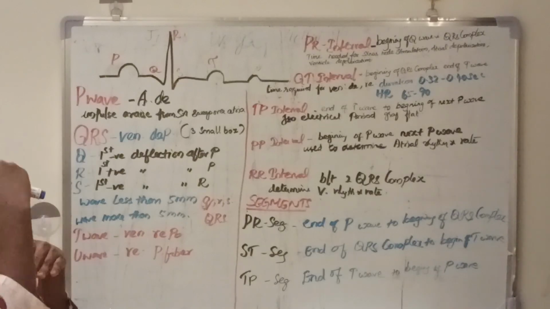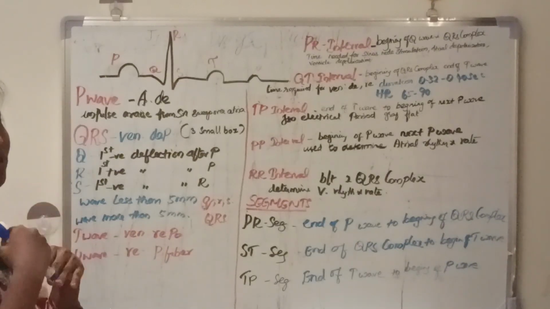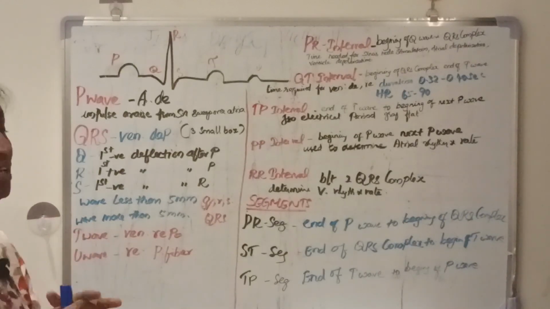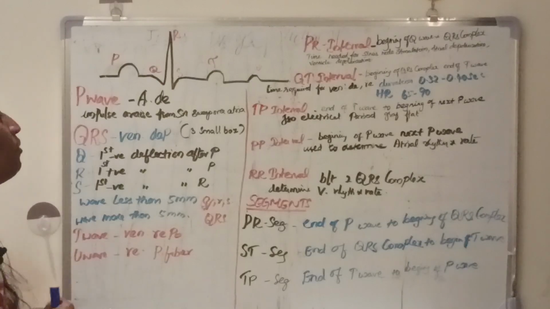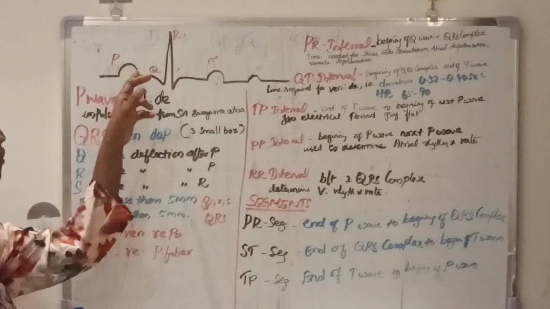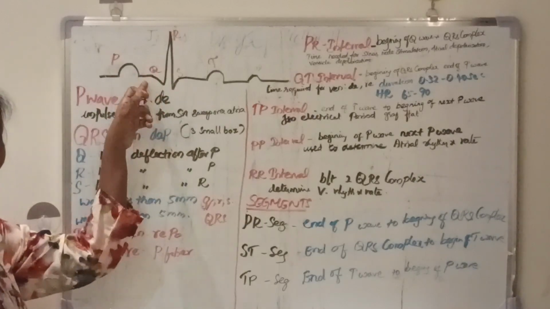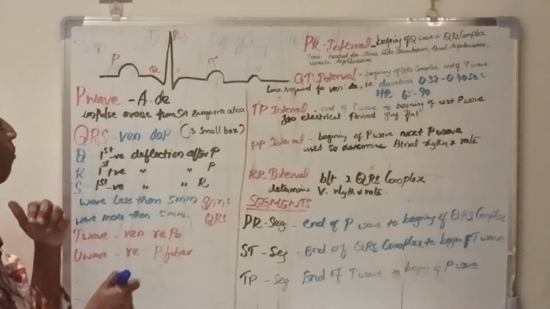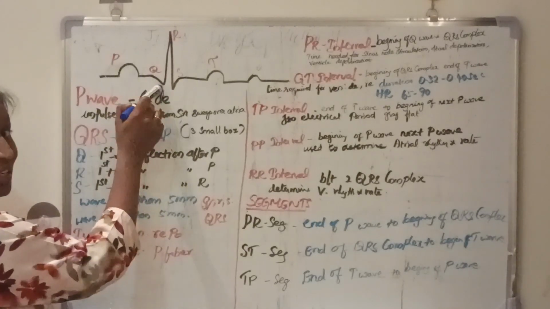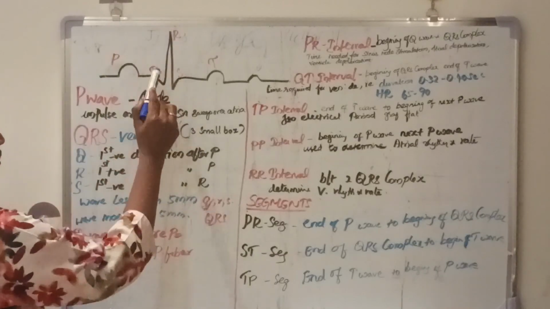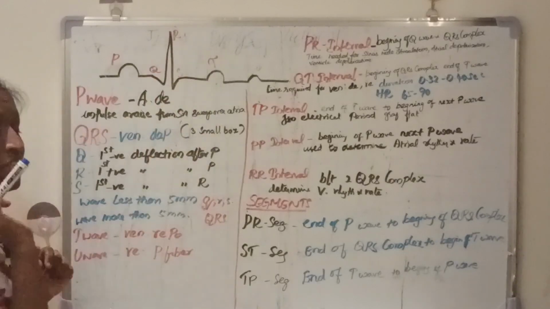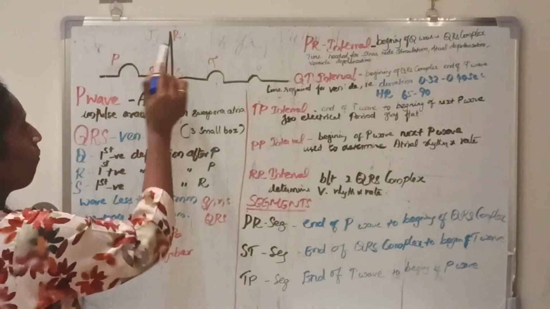We already know that a waveform which is on the top is called a positive deflection, and a waveform towards the bottom is called a negative deflection. So here we have a QRS complex. In that, the Q is the first negative deflection after the P wave, because you can see the Q wave is towards the bottom, and then the R wave is towards the top. So it is a positive deflection, the first positive deflection after the P wave.